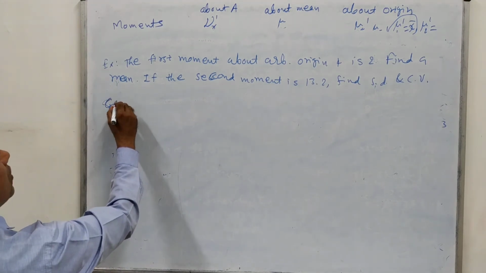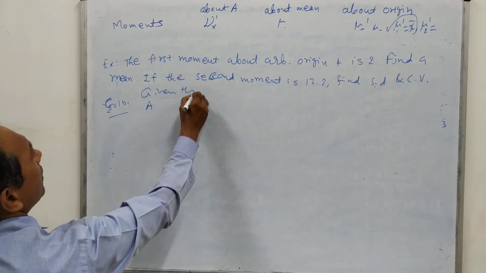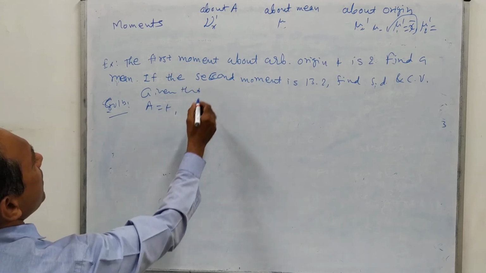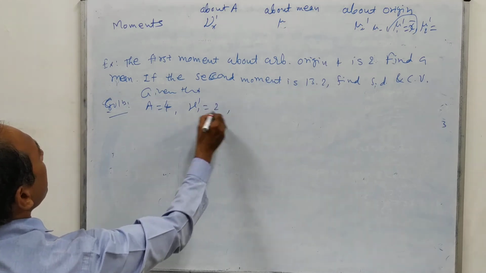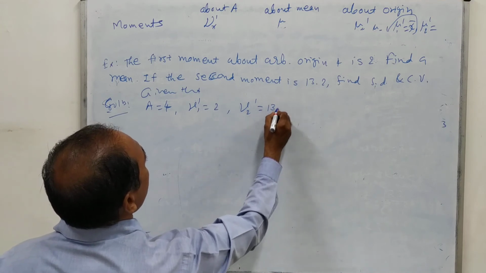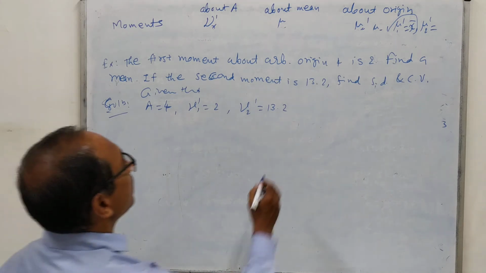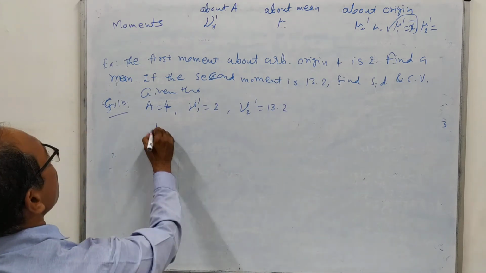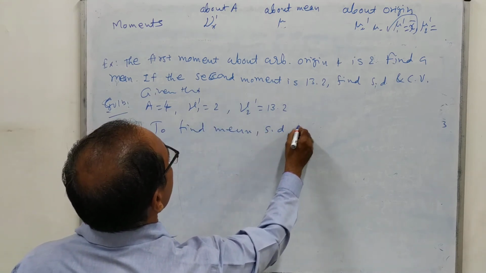So in the solution, first of all we note down the data. Given that A equals 4, and the first moment about arbitrary origin, that means mu1 dash, equals 2, and the second moment, mu2 dash, is 13.2. Then what is to find? To find the mean, SD, and coefficient of variation.